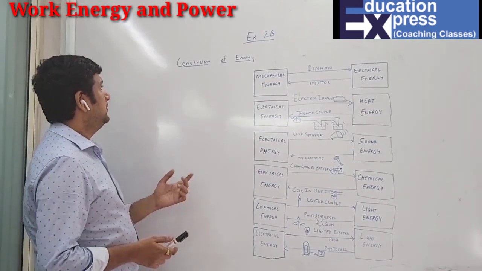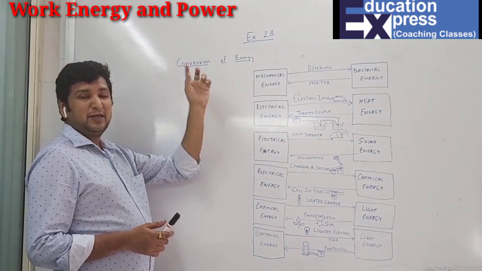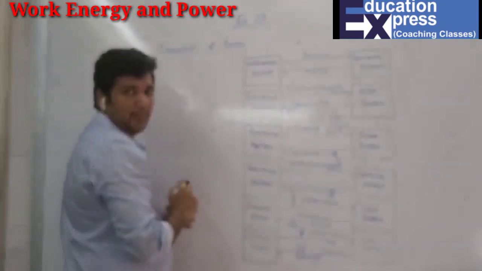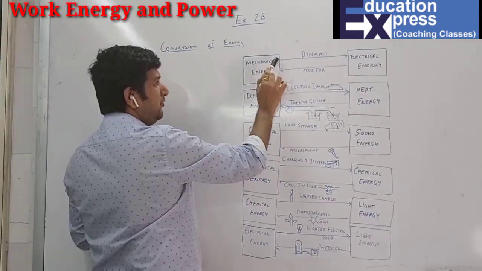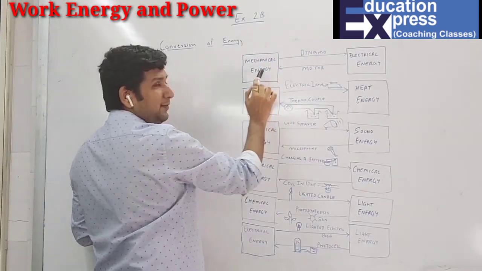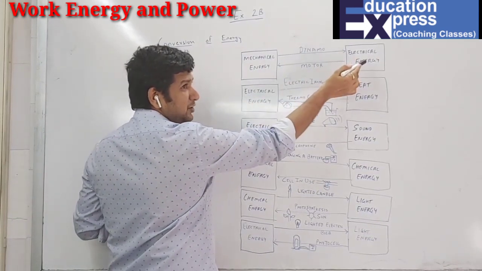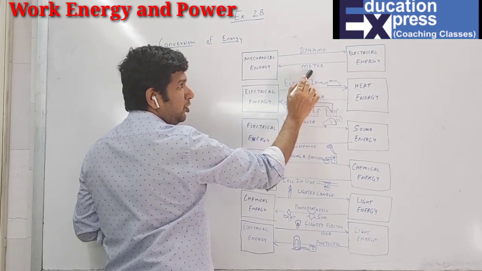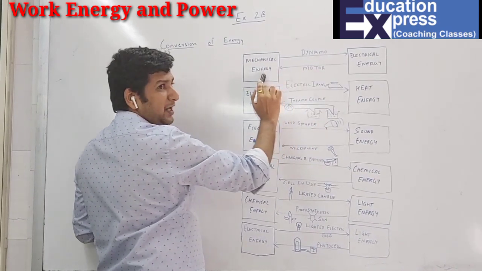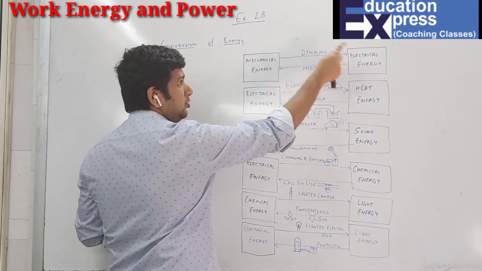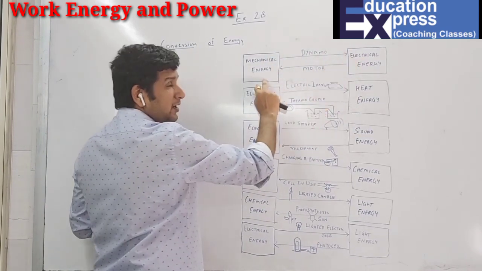They'll ask you the question as conversion of energy. For example, in a question they'll say dynamo. You need to write which energy is converted to which energy. Mechanical, meaning either kinetic or potential, so mechanical energy to electric energy. Similarly, if they ask you motor, it is electric energy to mechanical energy. The arrow indicates that here it's converting from mechanical to electric, and there from electric to mechanical.